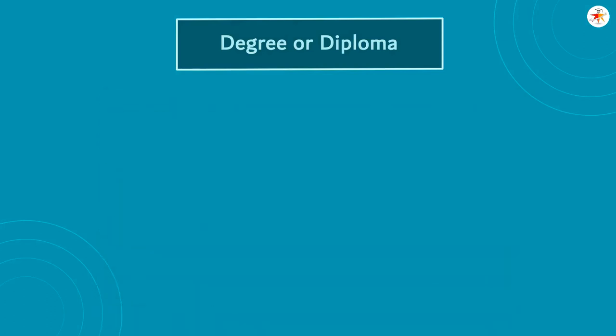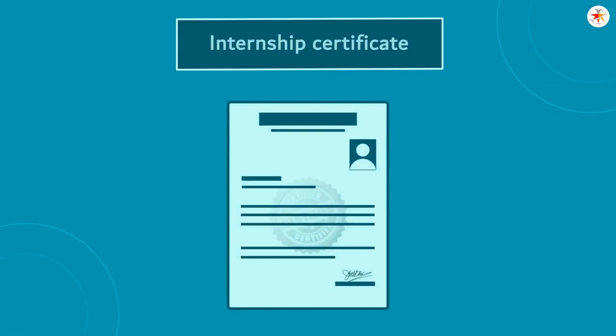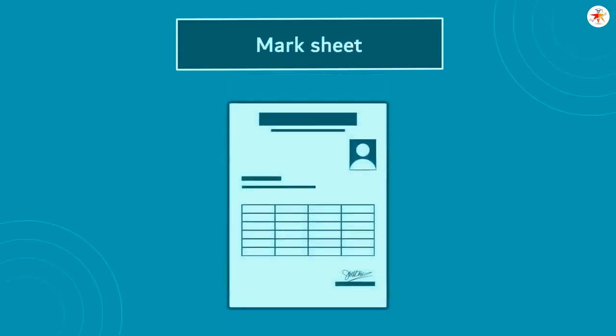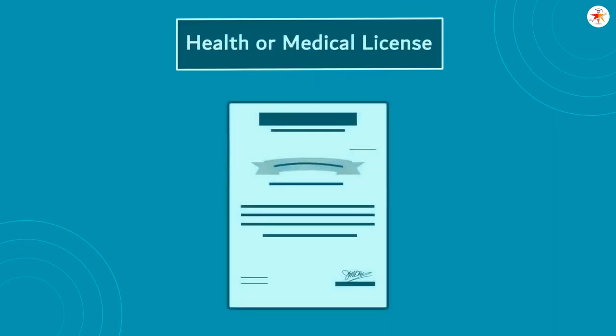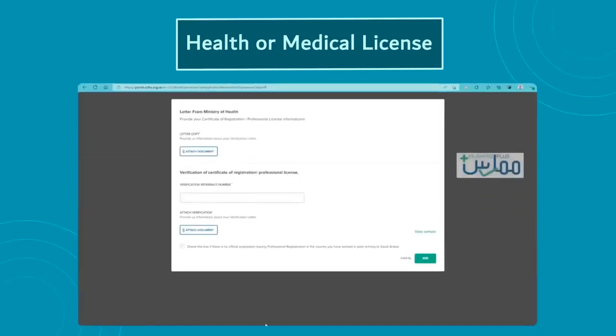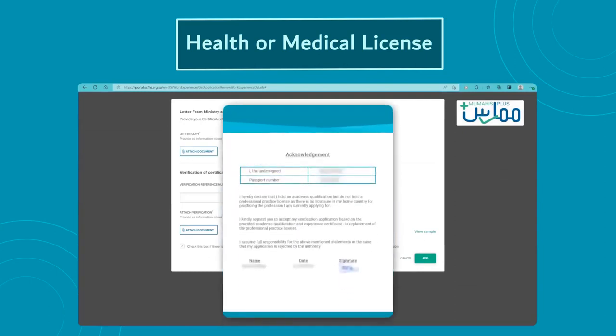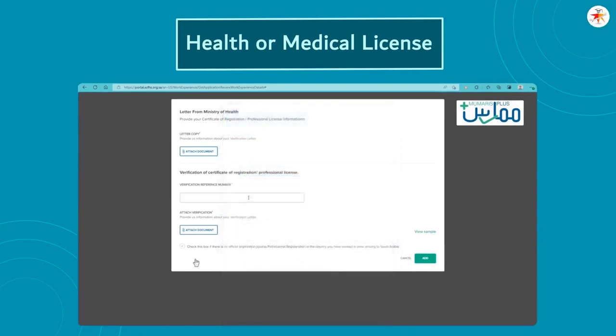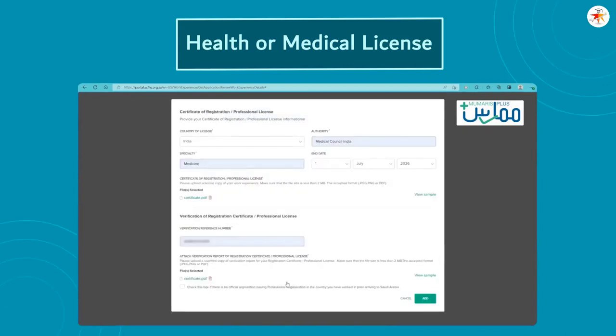Secondly, internship or house job certificate, for doctors only. Mark sheet. Health or medical license from graduating country. If there is no authority providing registration certificate or license, then the candidate should submit an evidence document stating that there is no issuing authority in the country. We will be discussing this in MUMARIS section, later in this video.